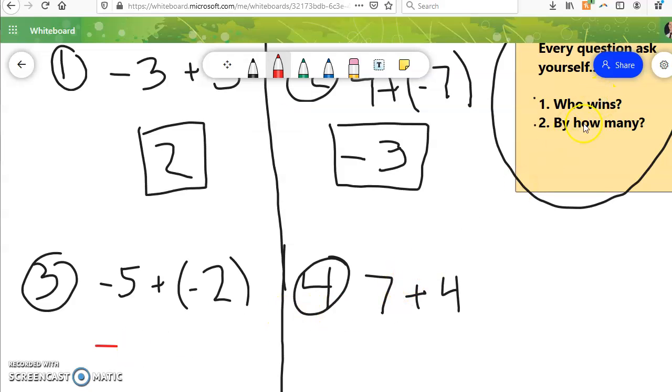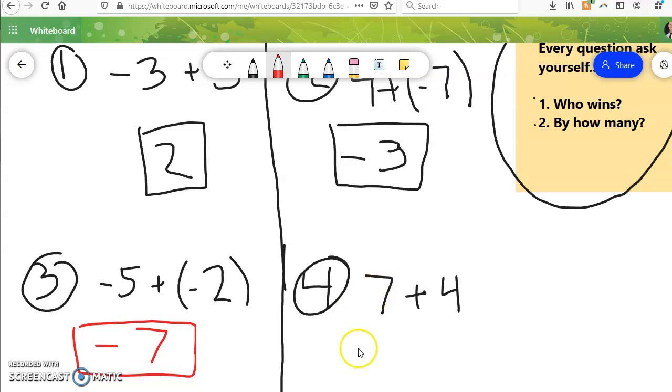And so how many did they win by? Well, if the positive team had no points and the negative team had all of these points, we're just going to put them together. They scored 5 and 2, which means they scored 7 altogether. So that means that in this case, -5 plus -2, they're all scoring for the same team. That means that the negative team won by 7, -7.